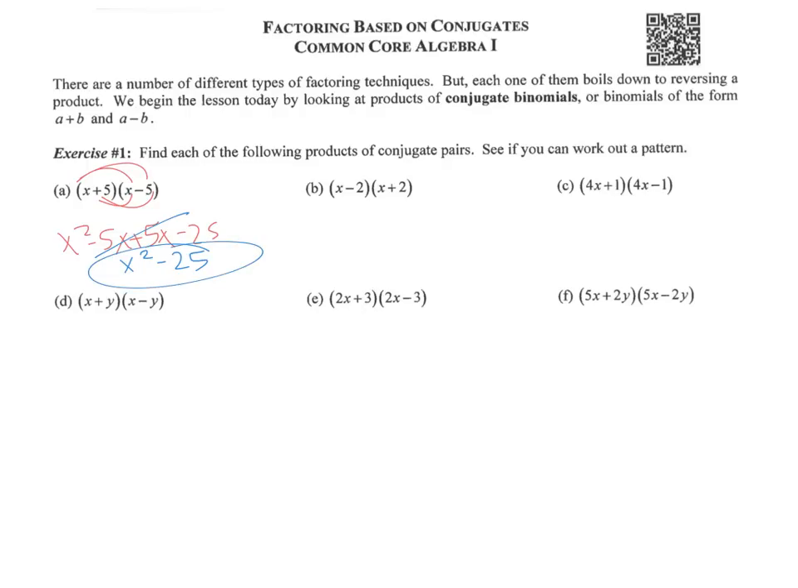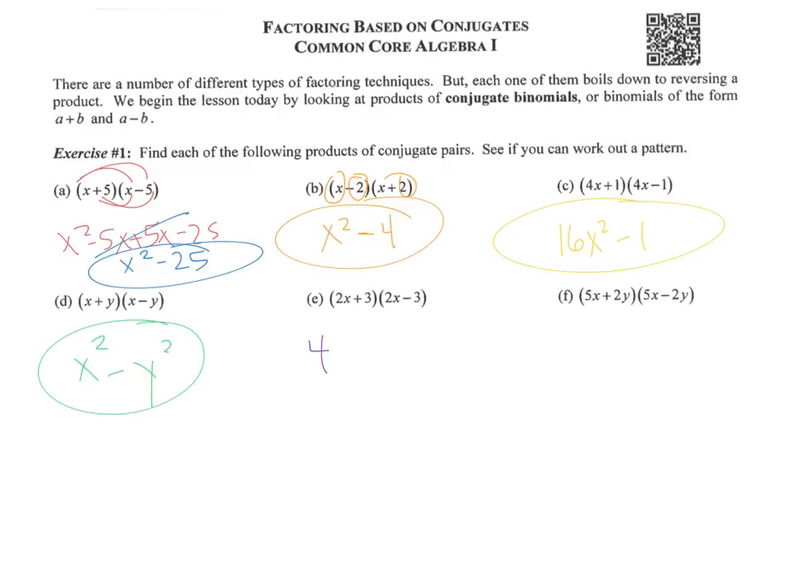So really what's happening every single time is you square the first number, square the second number, and it becomes minus, because those middle terms will disappear. So practice the next ones. 4x times 4x is 16x squared. 1 times 1 is 1, and it's minus. This is the shortcut. X times x is x squared, y times y is y squared, and it's minus.